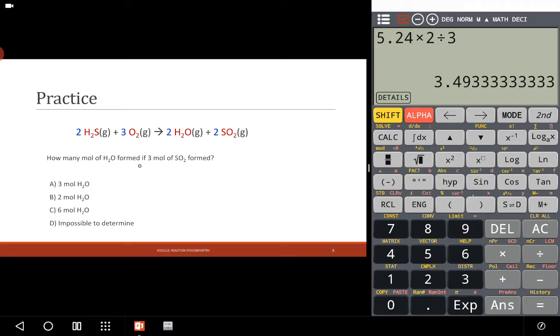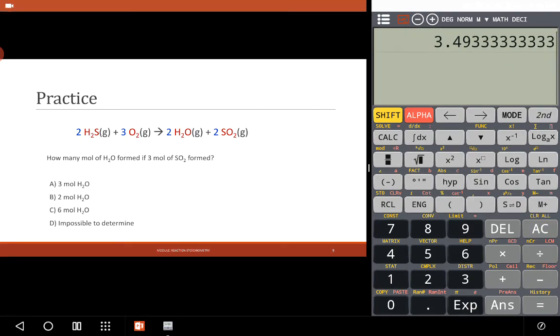So here's a practice problem for you. Go ahead and pause the video and try to work this one out on your own. It reads, how many moles of H2O are formed if 3 moles of SO2 formed? Unpause the video when you're ready to continue.